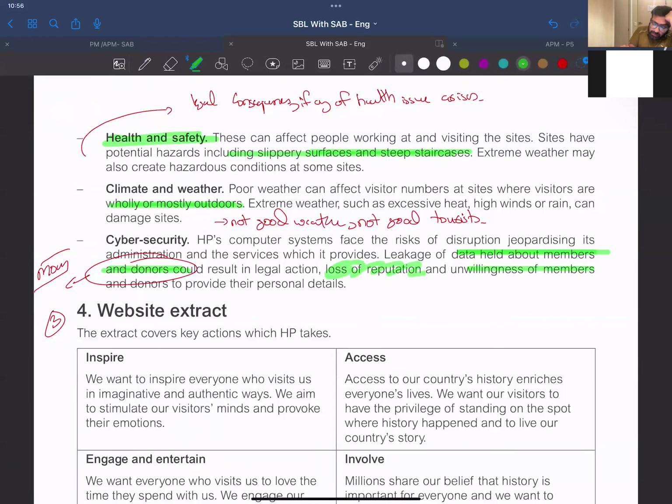Then we have website cover. That's not that much important. And then we have these KPIs.